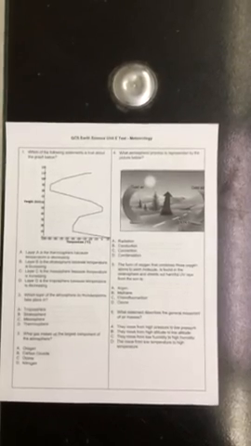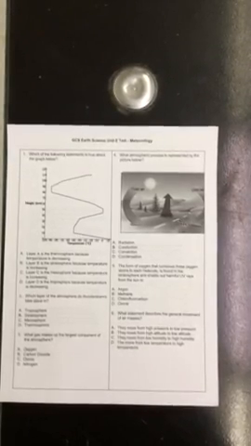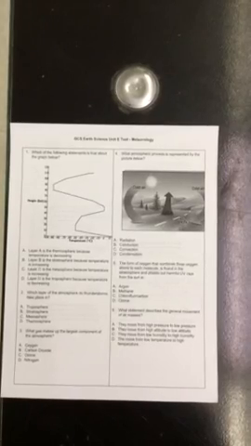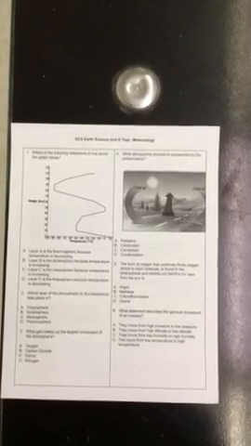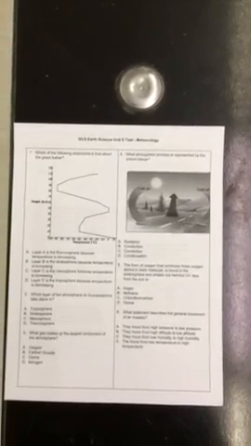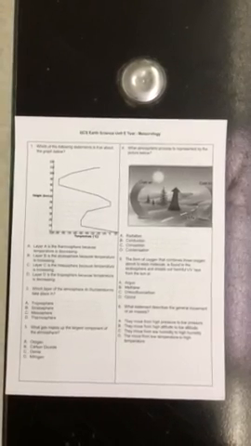Number 4. What atmospheric process is represented by the picture below? A. Radiation, B. Conduction, C. Convection, D. Condensation.